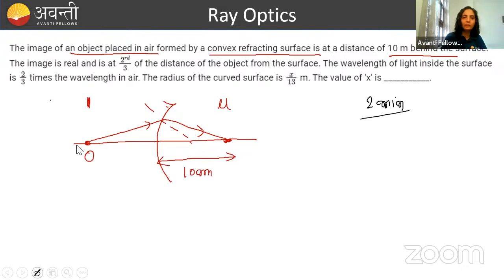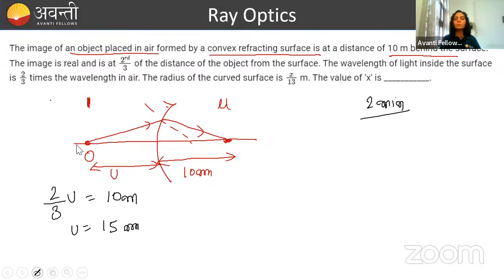Also one more piece of information is given: the image is real and the image distance is 2/3 of the distance of the object from the surface. So if this distance is u, then according to the question, 2 by 3 of u is equal to 10. So u will be equal to 15 meter, or centimeter, whatever. If this is meter, then this is also meter. So u is 15 meter and v is 10 meter. U and v are given, with 1 on one side and mu on the other. We have to calculate the radius of curvature.